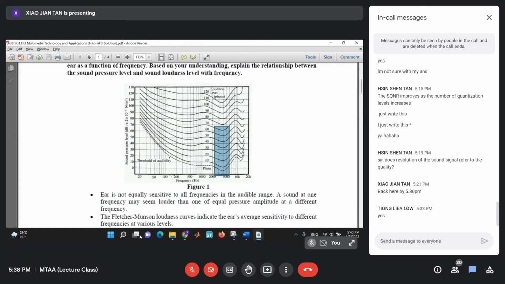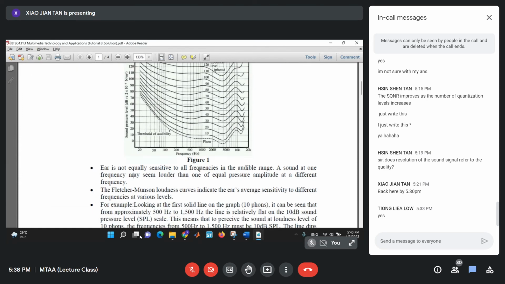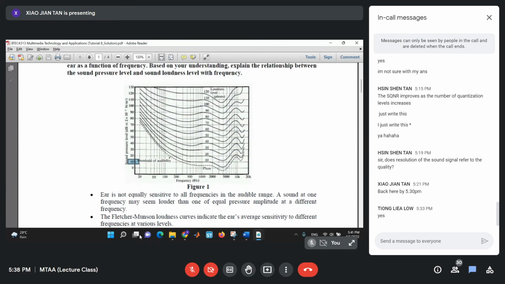Okay, so the ear is not equally sensitive to all frequencies in the audible range. So a sound at one frequency may seem louder than one of equal pressure amplitude at a different frequency. So let's say you have a pressure over here. Yeah, sound pressure, which is in dB. For the sound pressure here, if it is at low frequency, you will not be able to listen to this audio. But later on, if the frequency is increased until maybe somewhere around here, you will be able to hear.